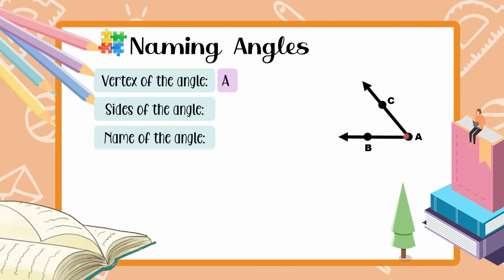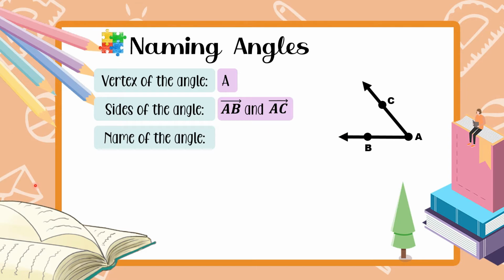Now, how about the sides of the angle? Yung sides ng angle, yung dalawa niyang ray. So, the first ray that we have here is this one. What do you call this ray? This ray is called ray AB. How about the other ray? Ito yon. Ang tawag dyan sa ray na yan is ray AC. So, that is the two sides of our angle.